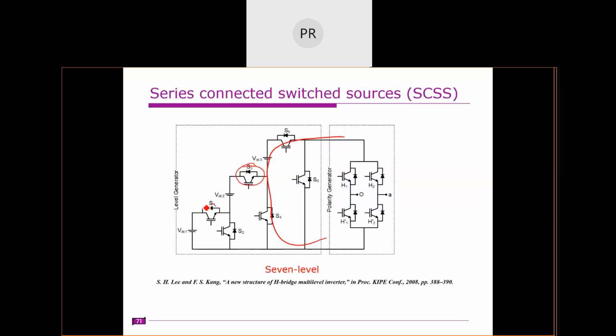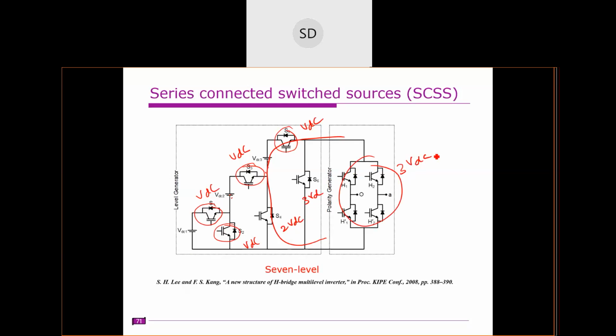So this is not on, the switch is off. The switch is also off, VDC. Only VDC, because it is connected between 2 DC sources. Therefore its voltage is always VDC. So this is VDC and this is also VDC. So this is VDC, this is 2 VDC, and this is 3 VDC. So here all are 3 VDC.